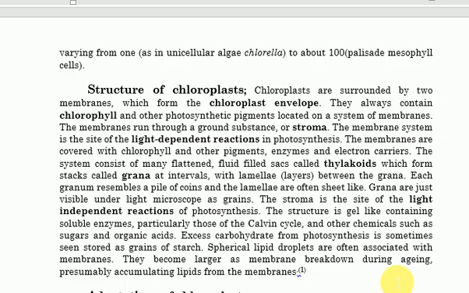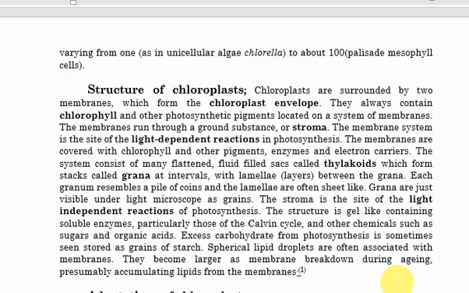So what we can say here is that each granum resembles a pile of coins. One coin is like a thylakoid, while the pile of coins is the granum, and the lamellae are often sheet-like. Grana are just visible under the light microscope as grains.